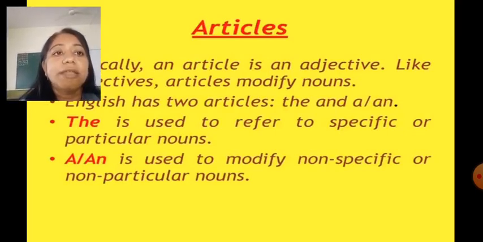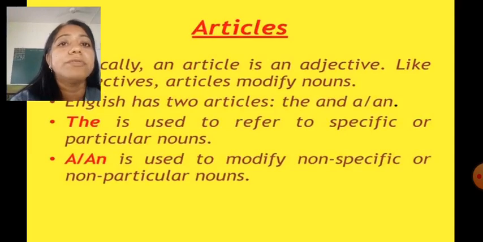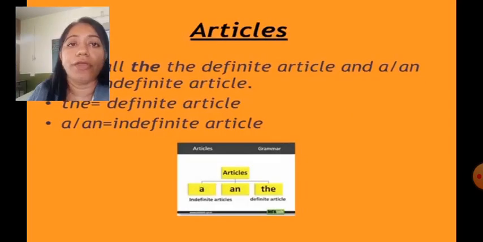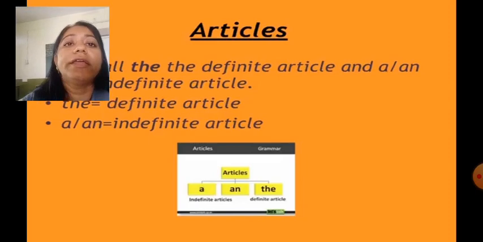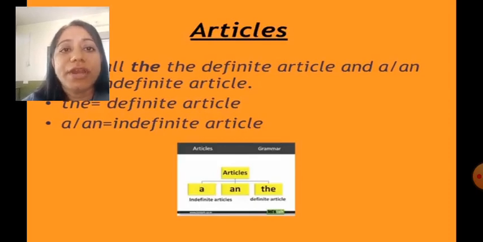English has two articles, the and a or an. The is used to refer to specific or particular nouns, and a or an is used to modify non-specific or non-particular nouns. We call the the definite article and a or an the indefinite article. So, the is the definite article and a or an are indefinite articles.